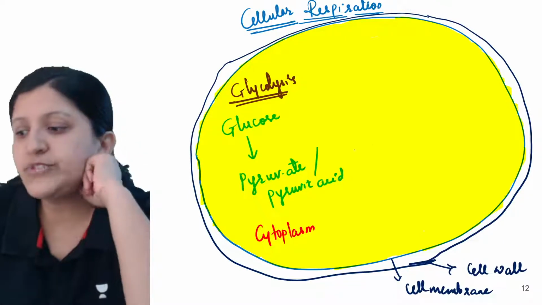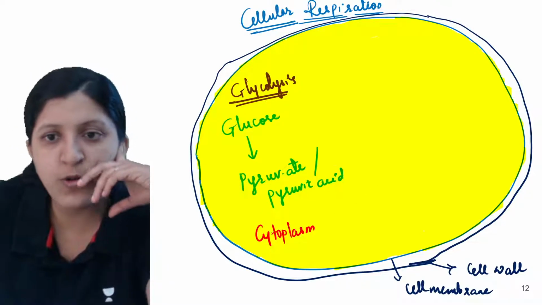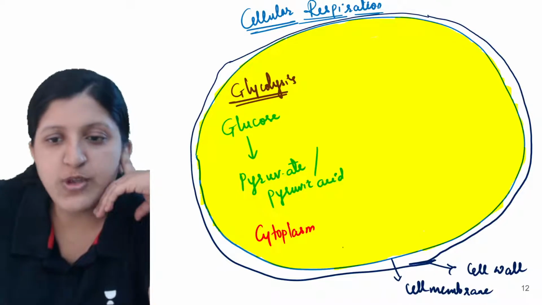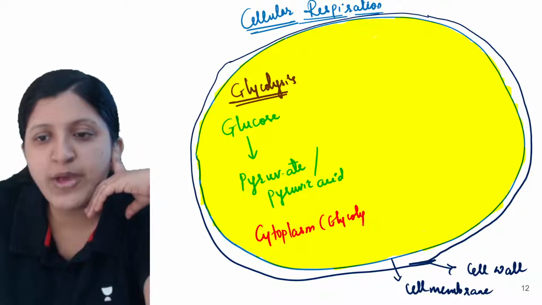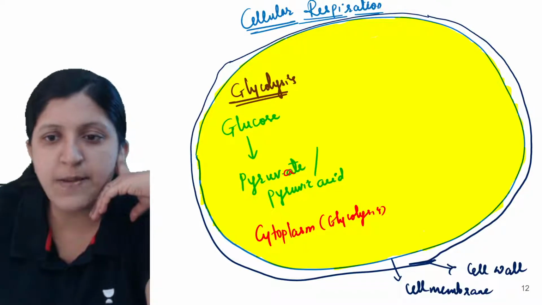This formation you can see here in the cytoplasm. So the glycolysis process occurs here in the cytoplasm. Let me write it in brackets: where does the glycolysis process occur? It occurs in the cytoplasm. And this one is a pyruvate.